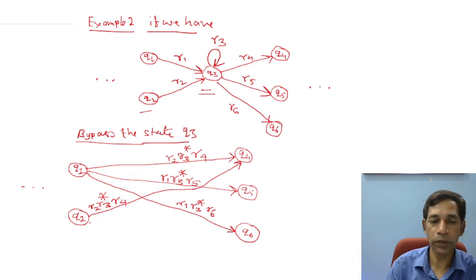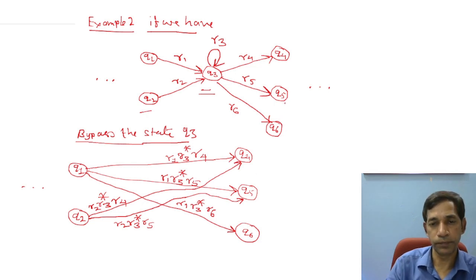Now from Q2 you can also go to the state Q5 because you have the outgoing edge that goes to Q5. What is the regular expression for this? You have R2, then R3 Kleene star, and then you are going to R5 because you are going to the state Q5.